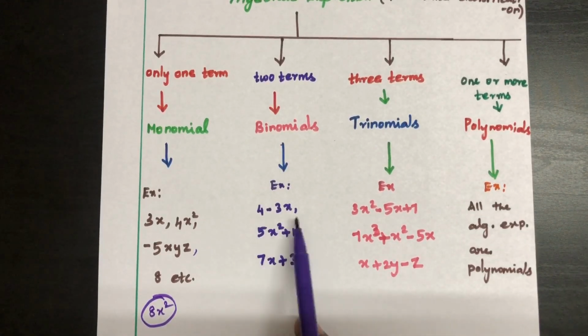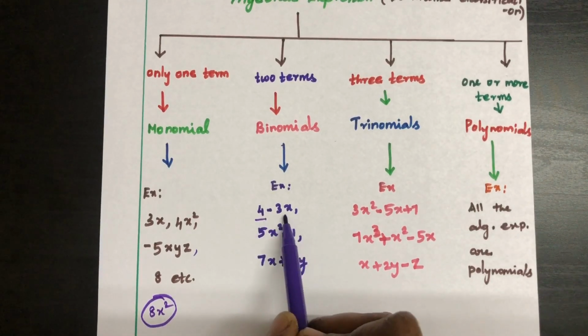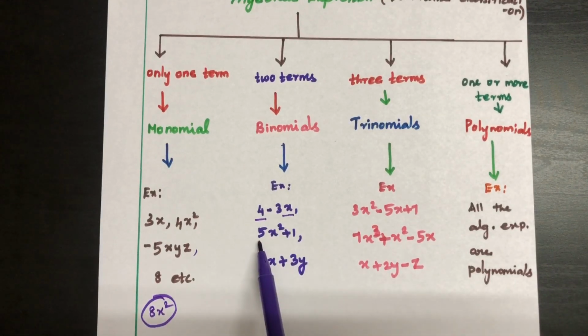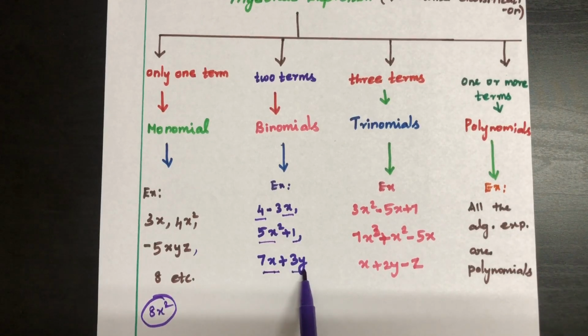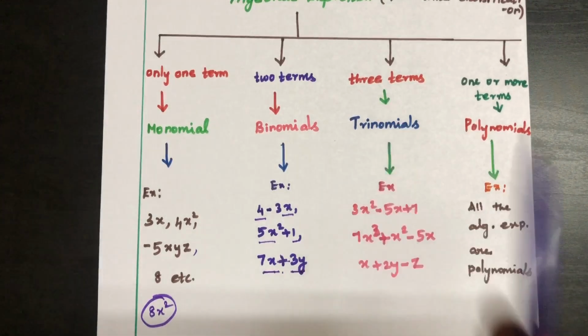Binomial means two terms. 4 minus 3x, 5x square plus 1. See, this is one term and this is another term, 5x square, separated by the plus symbol. So, two terms, binomial. Here, 7x plus 3y. Here also two terms. 7x is one term and 3y is the other term. It is separated by the plus symbol. So, this is a binomial.